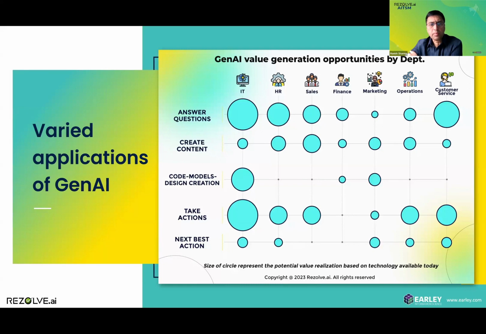And just to follow that up, let's break it down for the enterprise. In a typical enterprise, you have IT, HR, sales, finance, marketing, operations, customer service. So the value that you can derive from these five kinds of AI as available today is valid for today's technology, March 2024. If you're watching this much later, then probably things would have moved. But this is how we see the value generation.